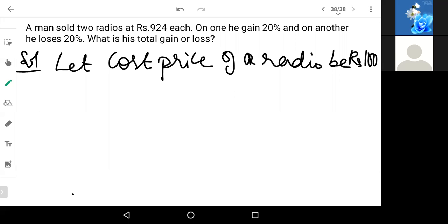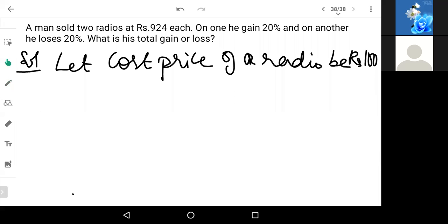Now why am I taking rupees 100? See the question. Gain percentage, it is a percentage, so 100. Loss percentage is a percentage again, so 100. So for me to calculate how much he has gained or how much he has lost, I am measuring them in percentage. So I will keep my cost price at 100 rupees.